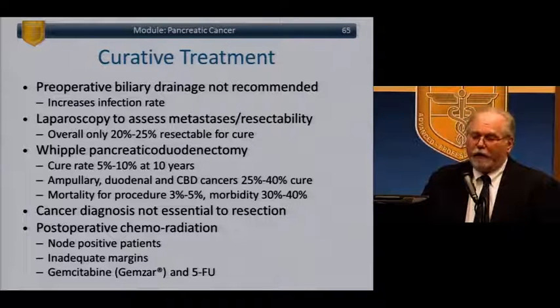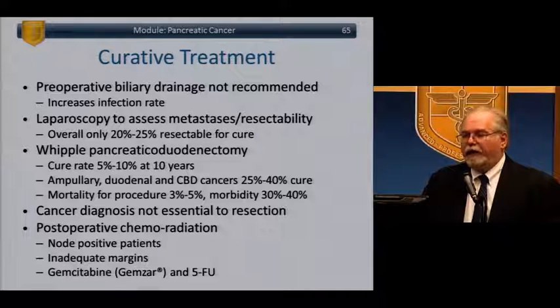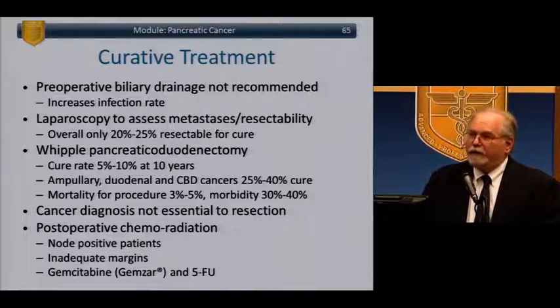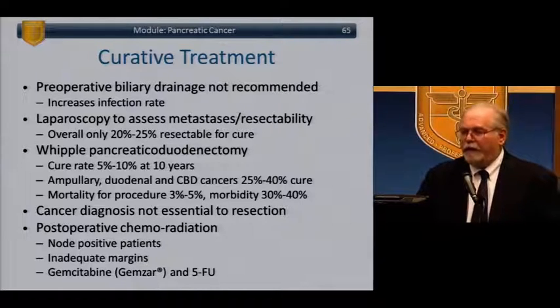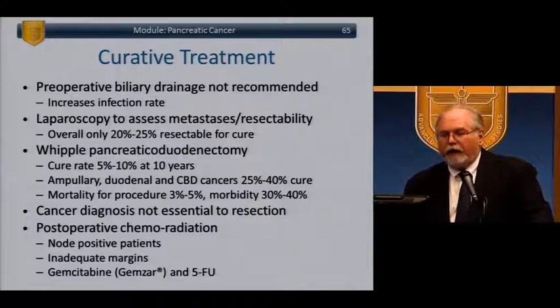Whipple pancreaticoduodenectomy cure rate about 5 to 10% at 10 years. Ampullary, duodenal and common duct cancers maybe 25 to 40%. Mortality for the procedure should be under 5%. Morbidity 30 to 40%. The cancer diagnosis is not essential to resection, and the proper patient presenting with the proper set of guidelines and the proper radiologic images, you do not need a preoperative biopsy to go ahead with resection. Postoperative chemoradiation is used for node-positive patients, patients with positive margin.